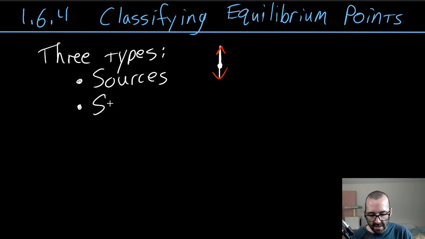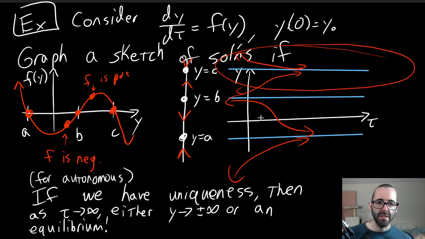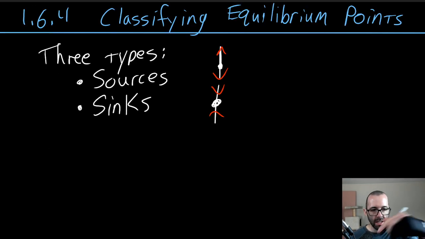We have sinks. Think of a sink drain. Okay? Everything is going towards that value. All right? Just like over here, this equilibrium is an example of a sink because the functions are approaching that thing. They're all swirling down towards that sink drain.